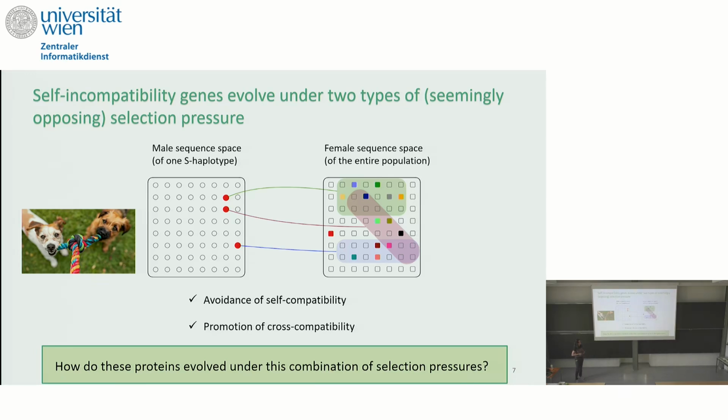So they should aim to match as many as possible of the other non-self types in order to find the mating partners. And what we'll study here is how they evolve under such a combination of selection pressures, when they could be possibly conflicting, because one of them means be more attractive and the other means be more repulsive.